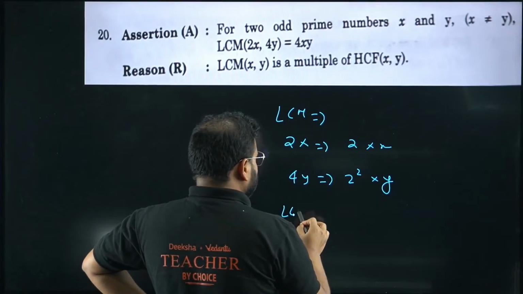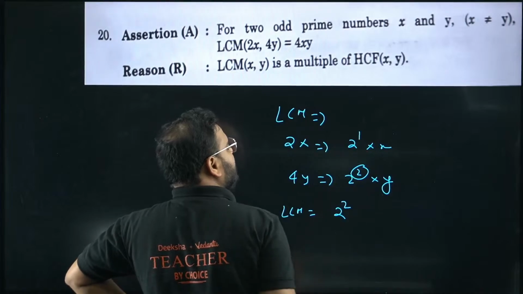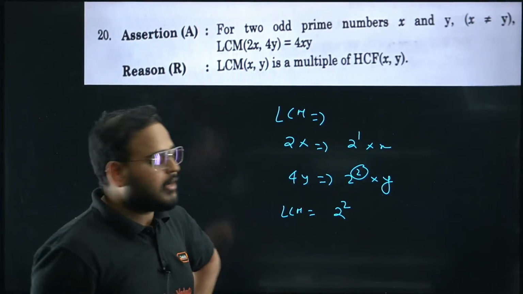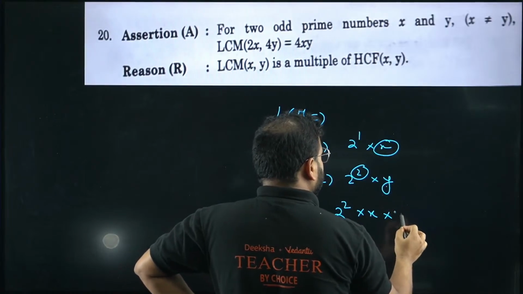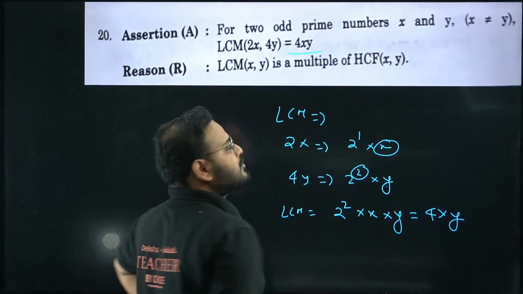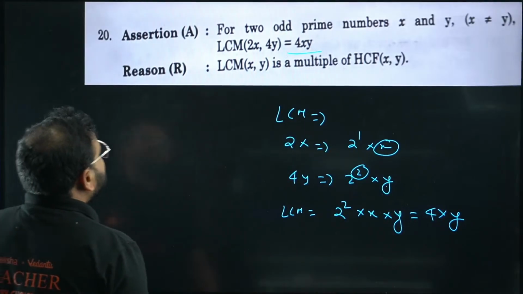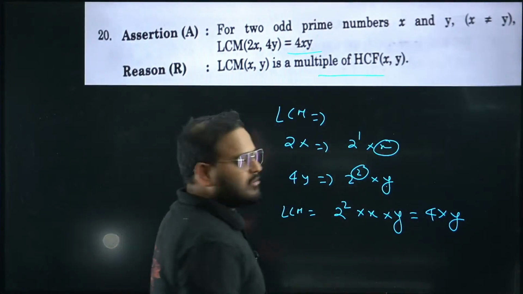So you get LCM as basically 2 power 2. Highest power is 2. Here power is 1. So we'll take the highest power. So 2 power 2, we get here this again as x and this again as y. So answer will be 4xy. Same as this. It means true. What about the reason? LCM is a multiple of HCF. Correct only. It is also true.